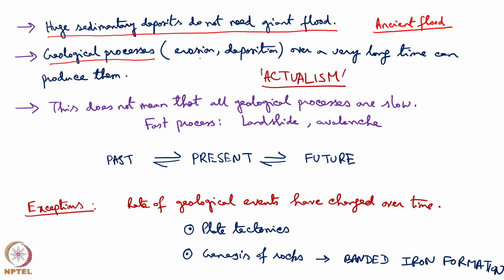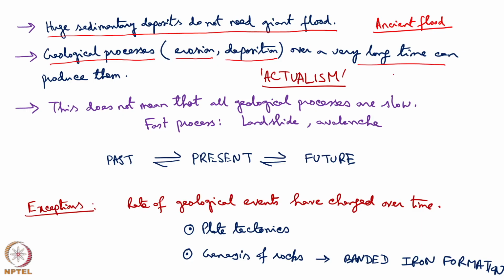The geological processes which we see at present, such as erosion and deposition, might have happened in the past, but over a very, very long time, not just a few years or a few thousand years, maybe for millions of years, and the earth may be as old as a few billion years. So, if a process acts very slowly for a very long time, effectively it can produce a huge amount of sediment deposition.